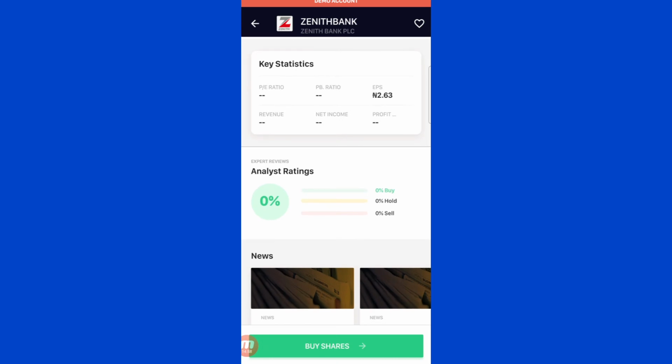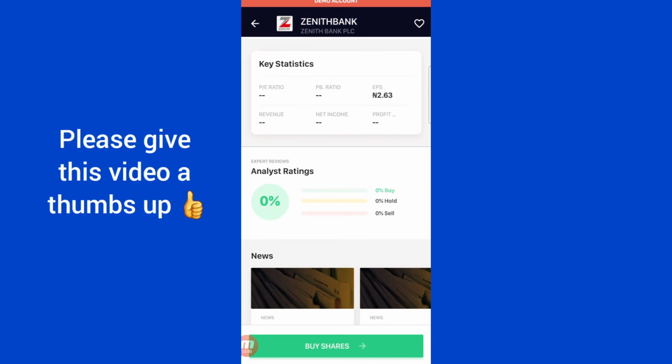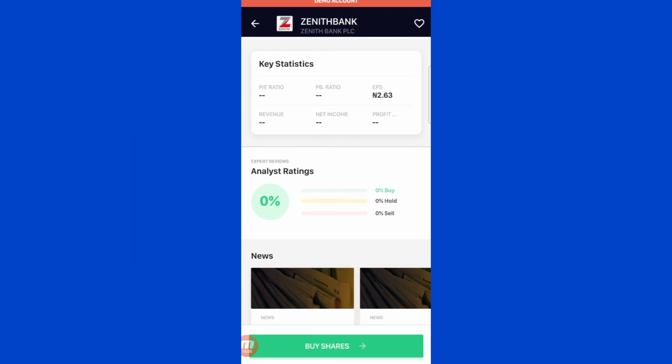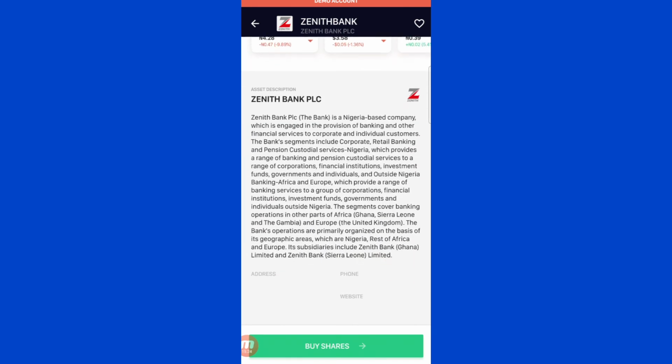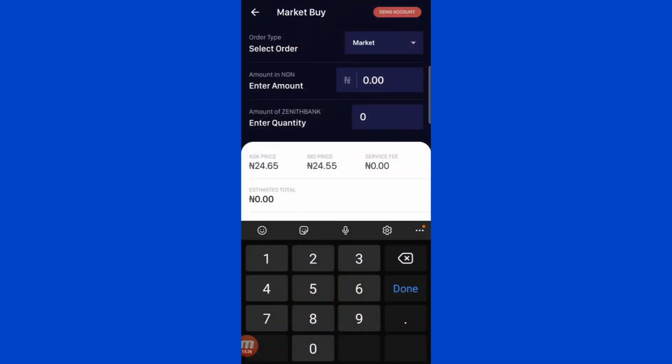Analyst ratings. Wow. I don't know how accurate this is, because 0% is saying buy, 0% saying hold, 0% saying sell. I think that this is the case because in Nigeria over here, we really do not have much data for a lot of things. So analyst ratings would definitely be a hard one to get. I'm guessing this feature is only quite accurate or useful when you want to purchase global stocks. So let's just go ahead and buy shares anyway.